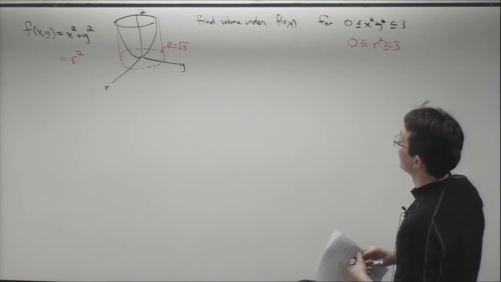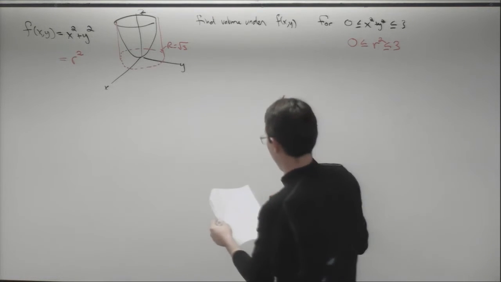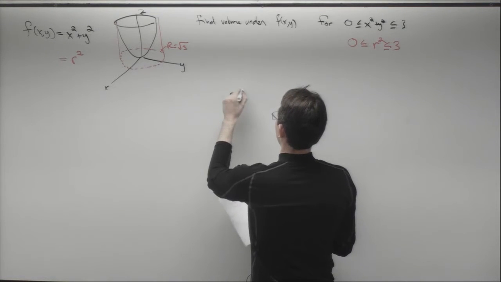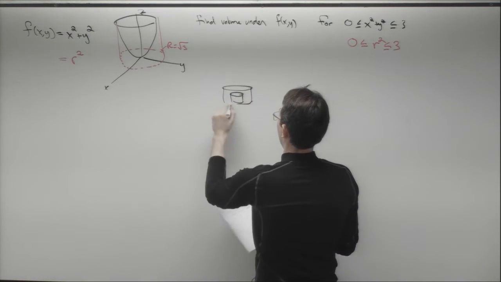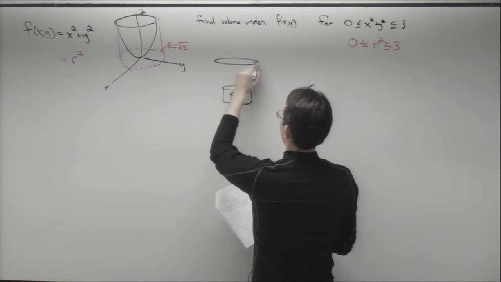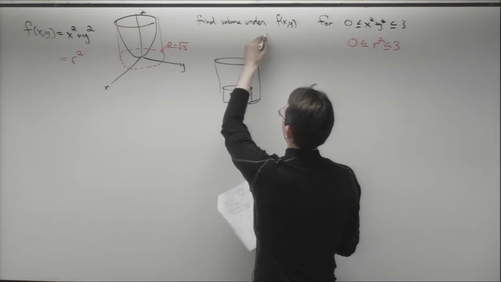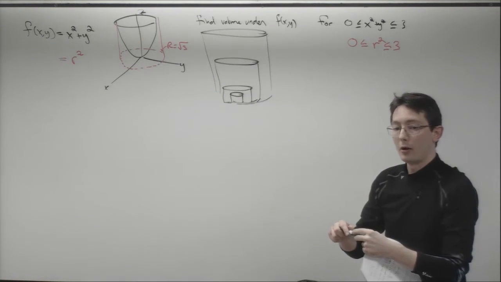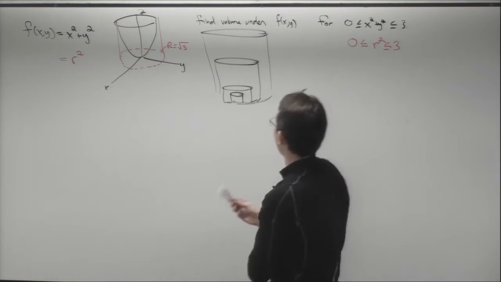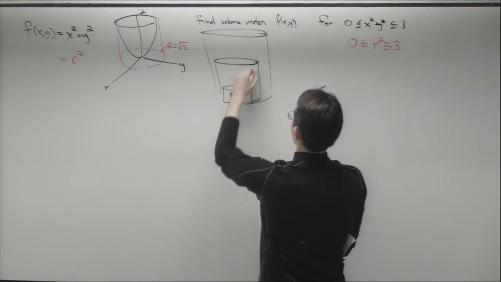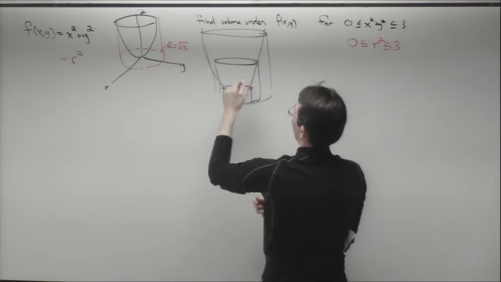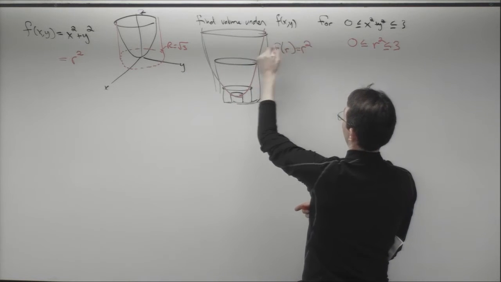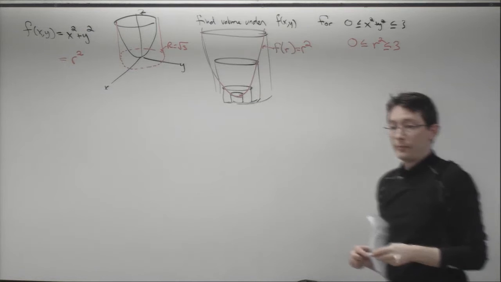Okay, so we're going to add up all of these cylindrical shells, where the height of the shell is given by this paraboloid, f of r equals r squared.